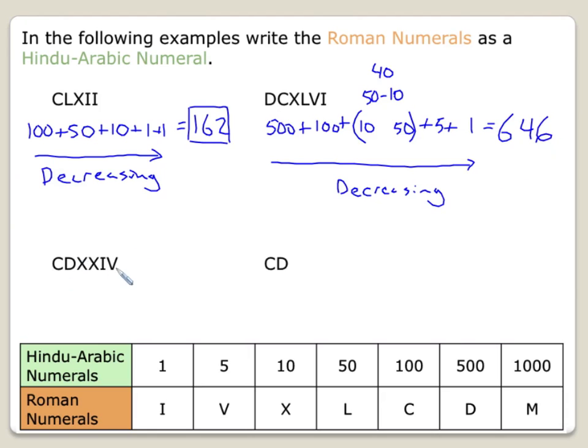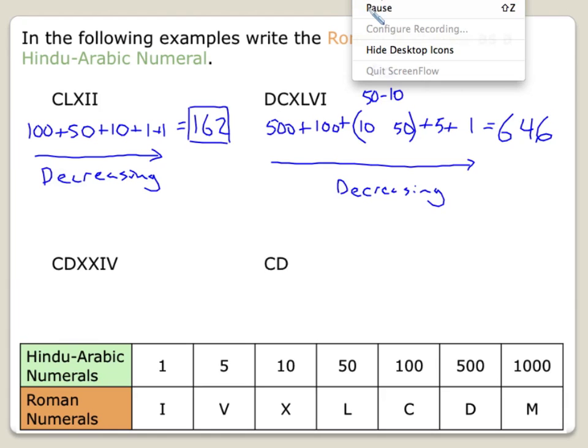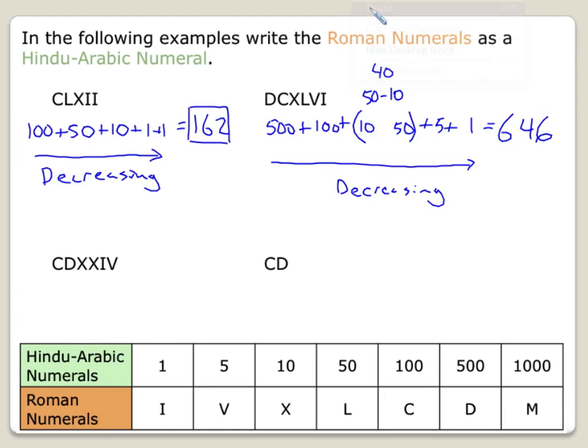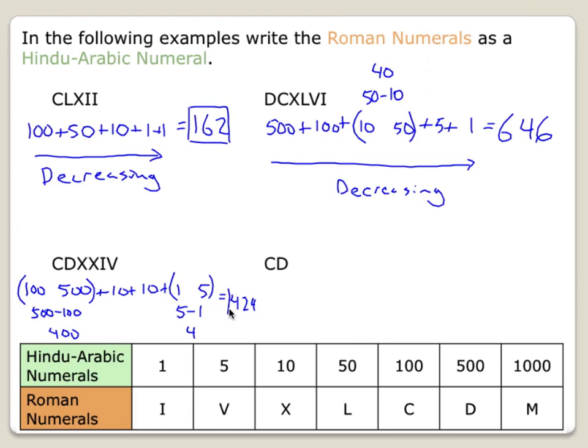Go ahead and try number 3 on your own here, CDXXIV. Go ahead and pause the video and come on back when you're done. Alright, go ahead and check your work there. The 100 was smaller than the 500, so that's really 500 minus 100, or 400. The two 10s are fine, but then the 1 in front of the 5 means 5 minus 1, so that's 4. And your final number should have been 424.